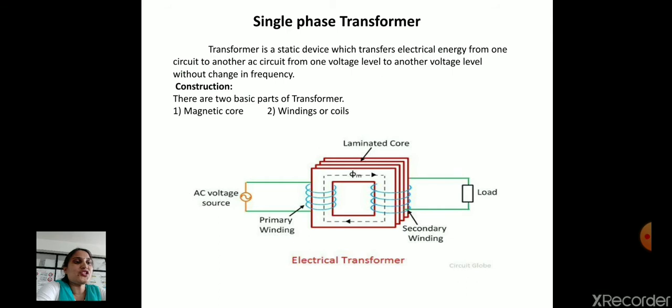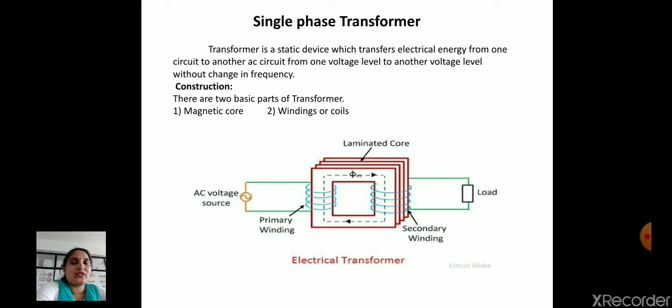First, the magnetic core. This transformer consists of a magnetic core made up of soft iron or high silicon steel material, and in order to reduce the eddy current losses, the core must be laminated, with a thickness of 0.3 to 0.5 mm. This core acts as a magnetic circuit which provides a low reluctance path for the flow of flux. The core consists of two limbs, a top yoke and a bottom yoke.